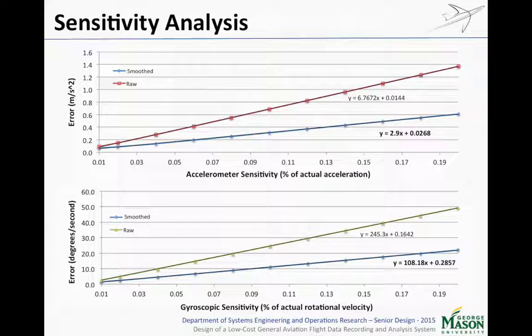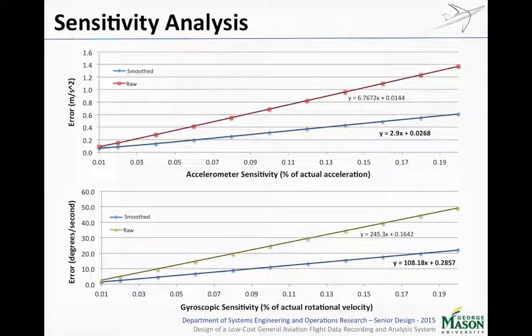We also found very similar results when we looked at our accelerometer and our gyroscopic sensitivity. Here you can see the output error on the left-hand side, and the accelerometer and gyroscopic sensitivity on the x-axis. On the bottom line of each one is our smooth data, and the top line is our raw data. So there's obviously been quite a bit of improvement, very similar on both graphs.